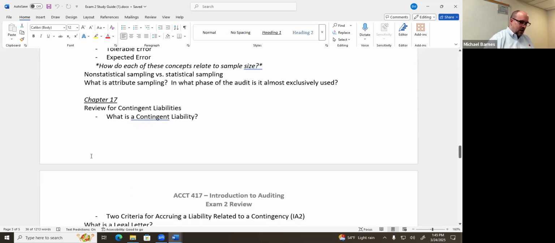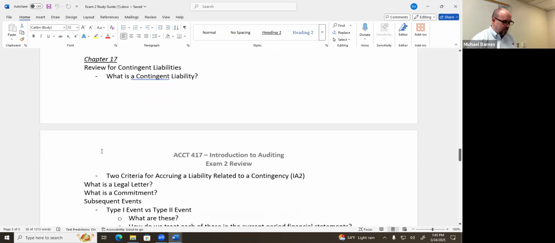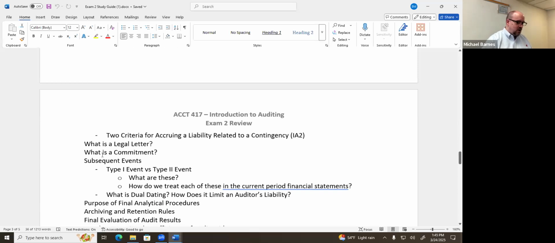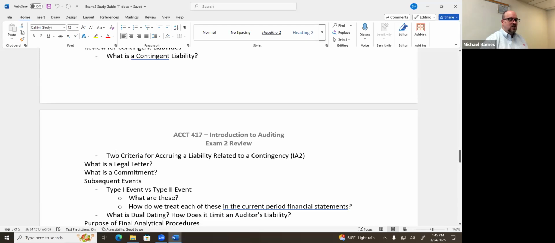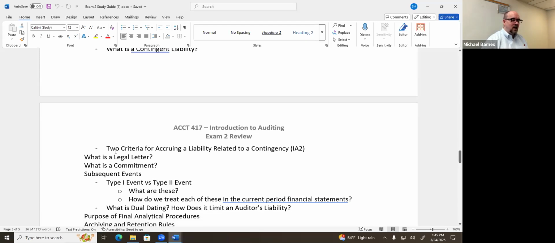All right, contingent liabilities, fun contingent liabilities. So we don't really have too much there. Make sure you know the rules on contingent liabilities. For accrual, they have to be probable and reasonably estimable. For disclosure, they just have to be reasonably possible. For remote, that's where we don't have to do anything. So I know that's GAAP, I know that's financial accounting, but it's something that comes up quite frequently in audit.